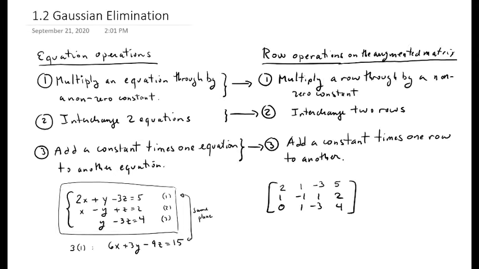Equivalently, if I work with the augmented matrix, I could multiply row 1 by 3, and that would be the exact same thing as multiplying the equation through by 3. So the corresponding augmented matrix would now look like this and would still have the same solution set.